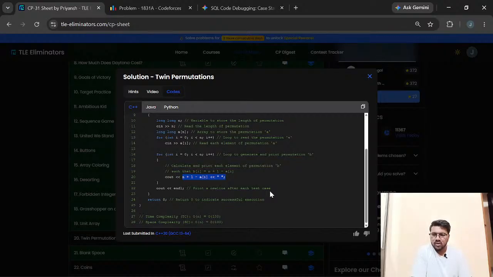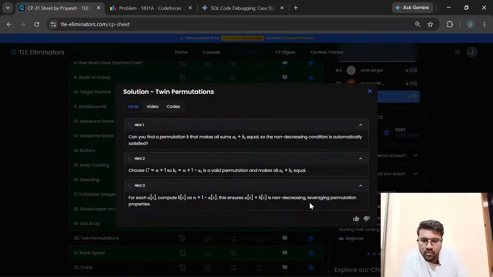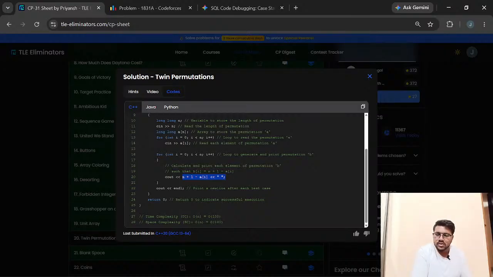5. And now what I'll do, n is 5, right? 5 plus 1 is 6 minus a index i. A index 1, right? Which will be 5. And then a index 2 is 2, which will be 4. And 5 4, what he told, it should be non-decreasing, so it should be increasing. 5 4, it is decreasing.